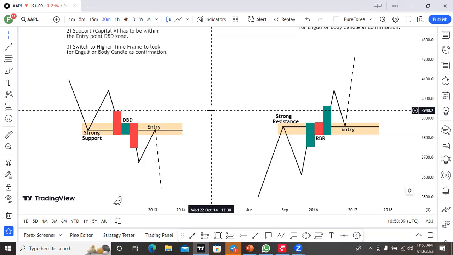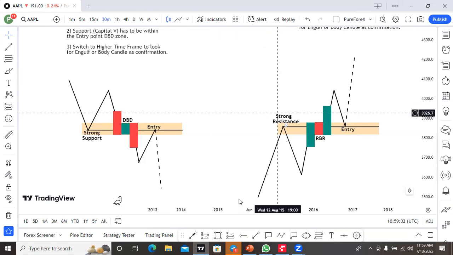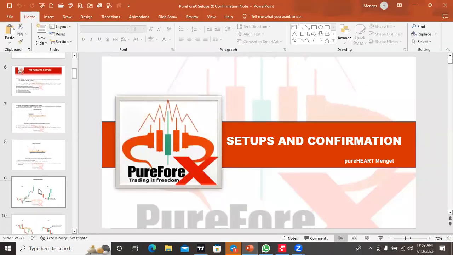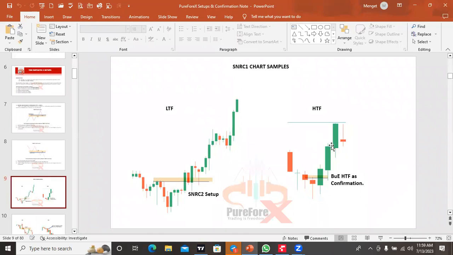So like I always do, let me show you some of these screenshots or some of the materials I wrote on this Fantastic 5 setup, right? Before we go to the chart to see some of the examples on the chart, let me show you this setup that I've been able to put together to write the materials on them. So let's look at the SNRC 1 chart example, right?